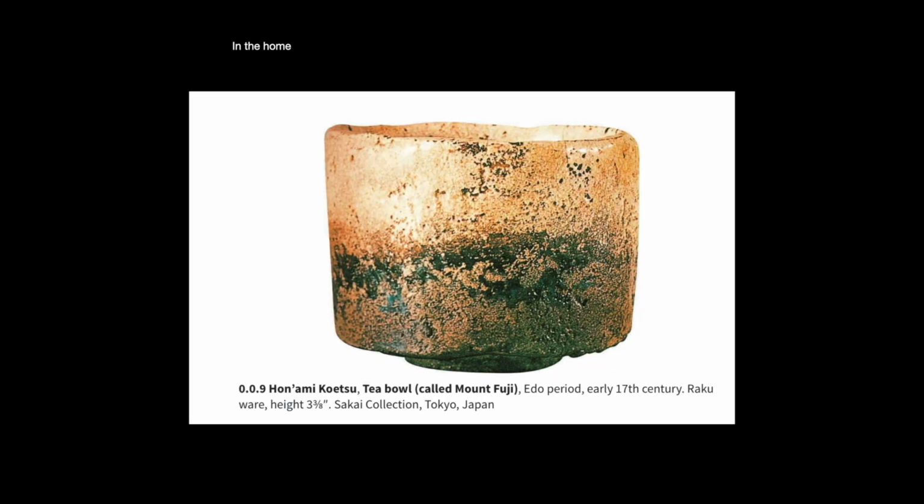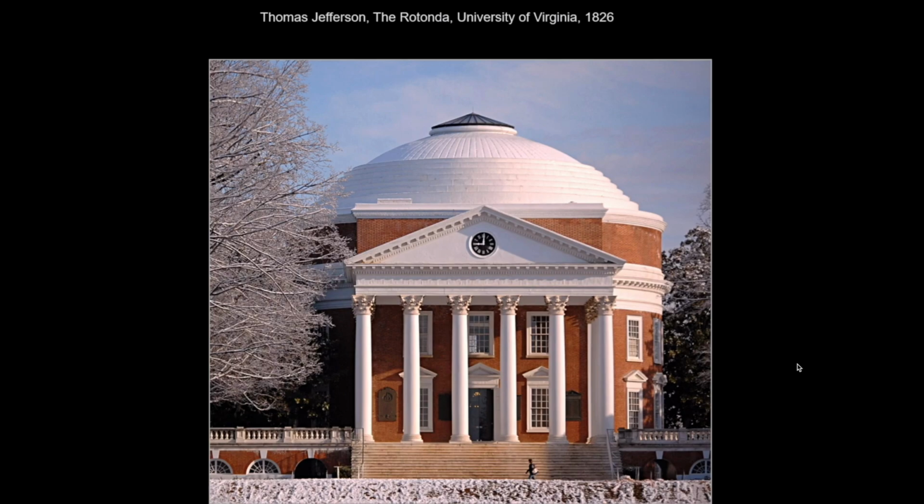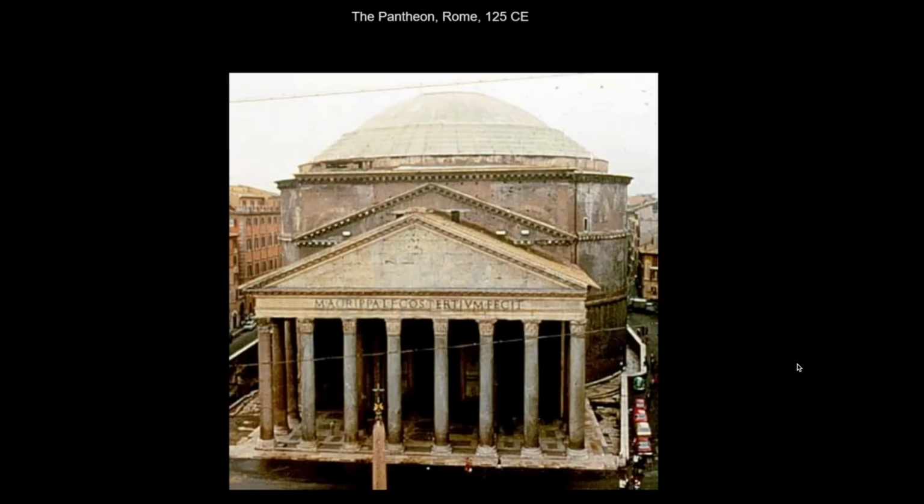This is a tea bowl. It's a ceramic piece from the early Edo period, 17th century Japan. This one could be an example of art in the home. We have ceramic pieces that we use. Thomas Jefferson, the rotunda, he made this at the University of Virginia. It's an architectural piece of work that he designed, and he actually based this off of the Pantheon in Rome, another architectural piece of artwork.